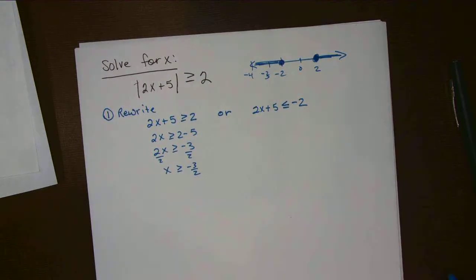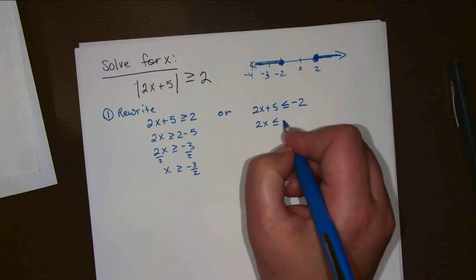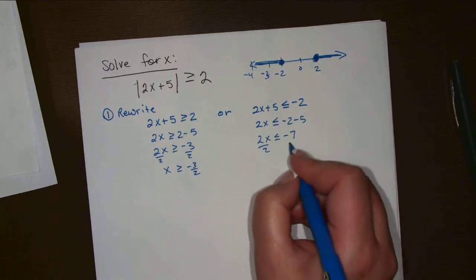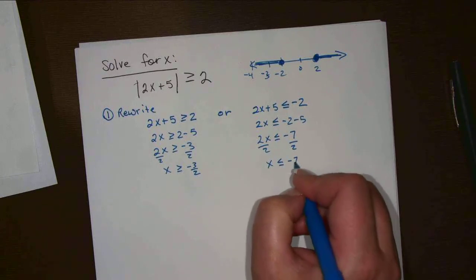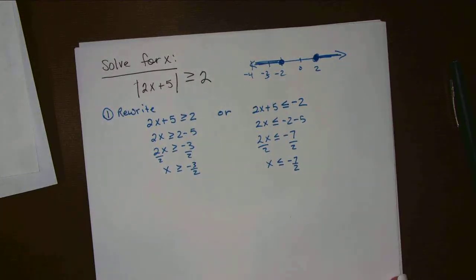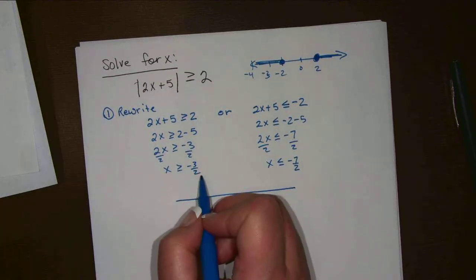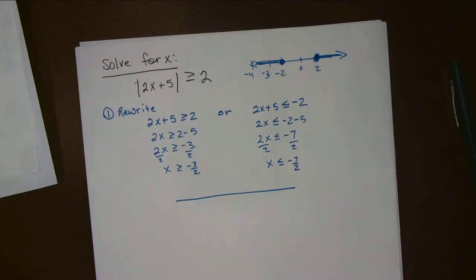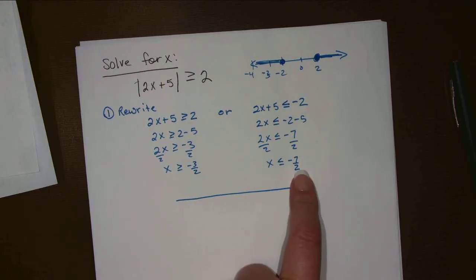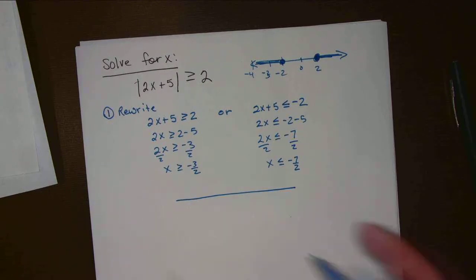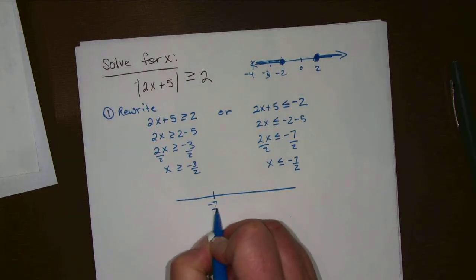So minus 3 over 2 is the answer. Minus 2 minus 5. And minus 7 over 2. And we've got an or in between. Minus 3 over 2 and minus 7 over 2. Which is smaller? The 7 over 2. That's 3.5. And that's 1.5. So 3.5 is smaller.